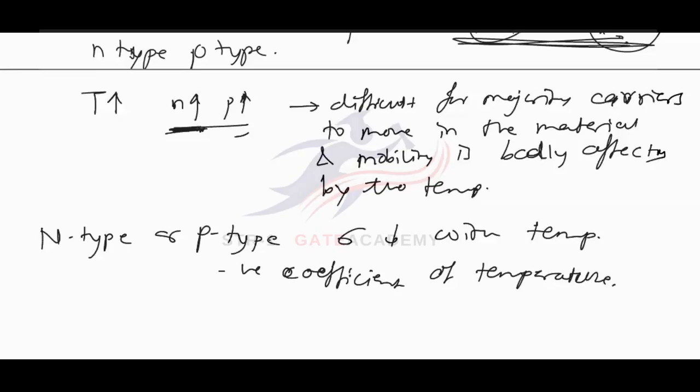Now we will define resistivity of the material. Resistivity, written as rho, is the reciprocal of conductivity. Means resistivity is the reciprocal of conductivity. If we know the equation for conductivity for all the materials, then we can also calculate its resistivity.